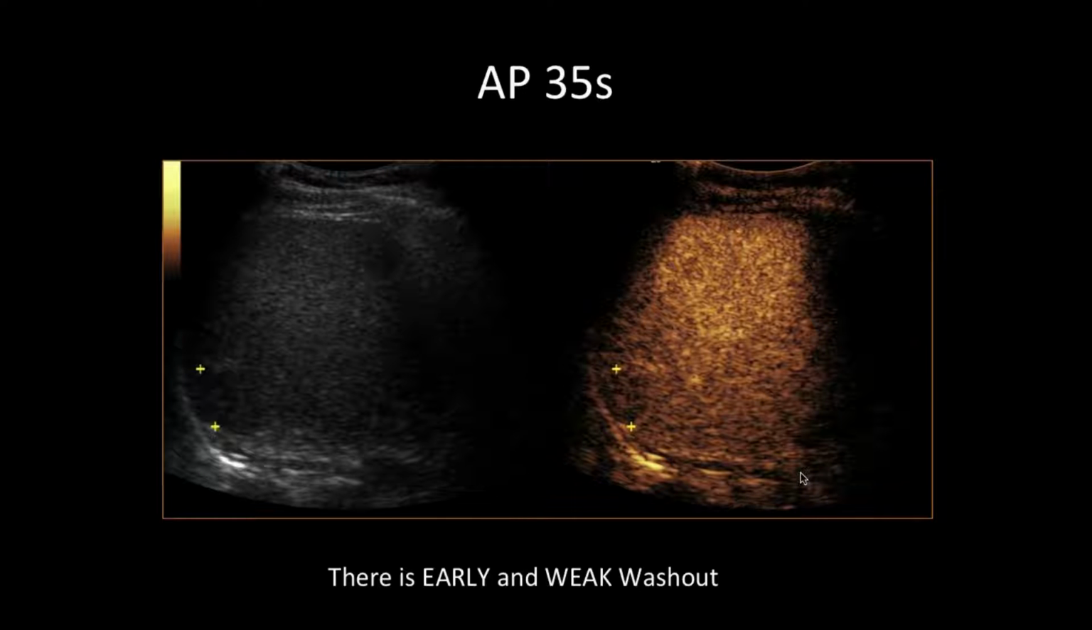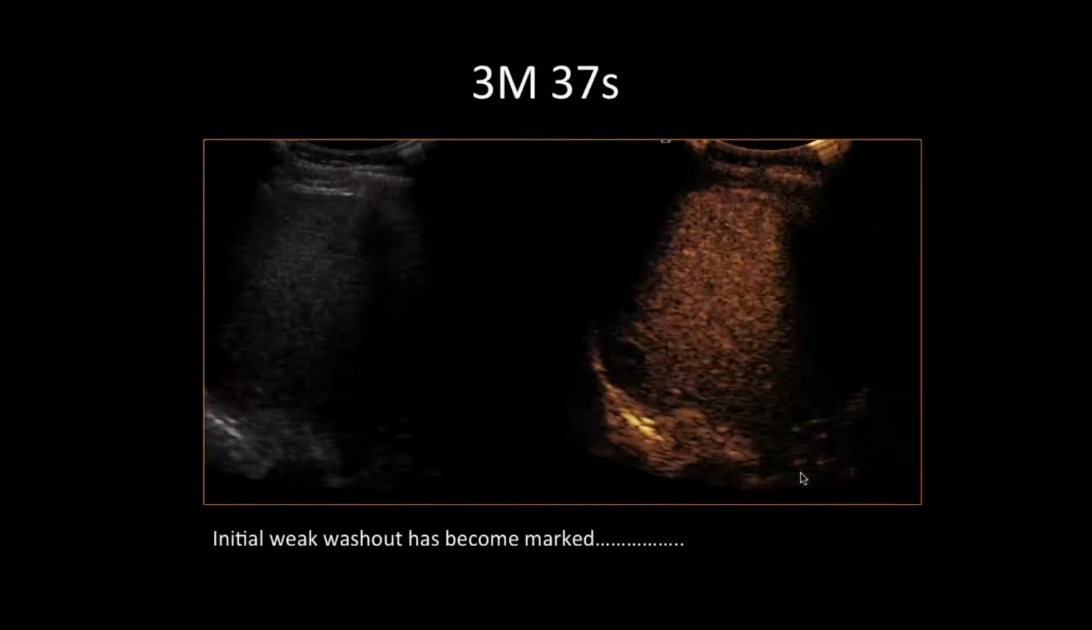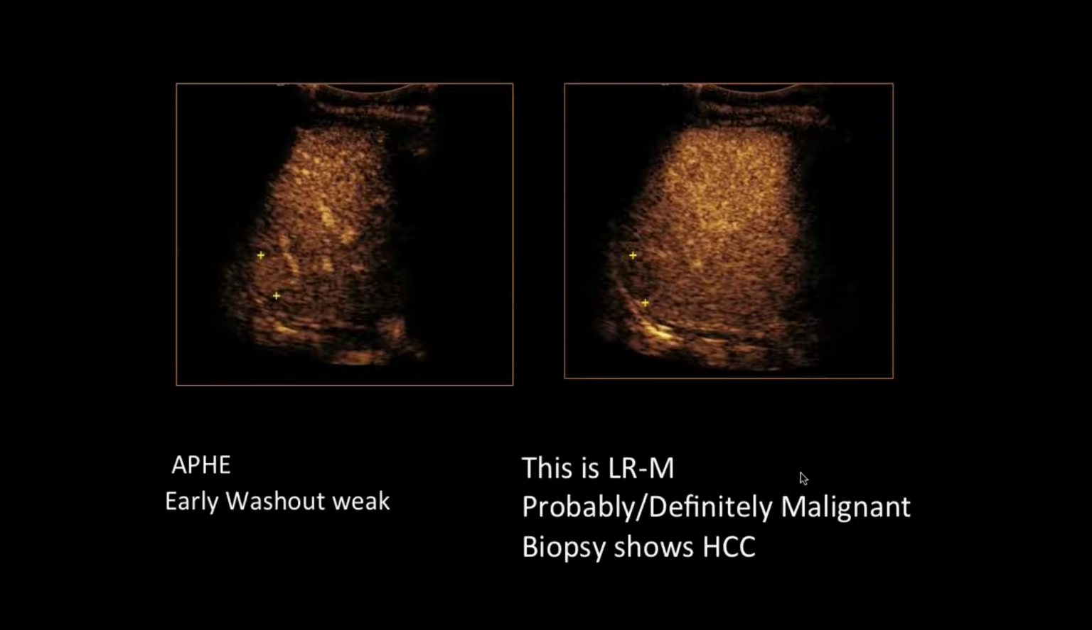So on CEUS evaluations, the importance of washout is unquestionable in the determination of malignancy, and both the timing and the appearance of washout, the intensity of the washout pattern, are critical. And so this patient goes on, and by 3.5 minutes, we can see that the washout has changed to a marked washout appearance. However, we use the initial washout of weak washout, as it's when we first observe it that we categorize the type. So we have arterial phase hyperenhancement here and early weak washout.